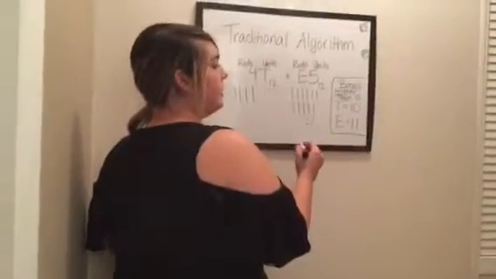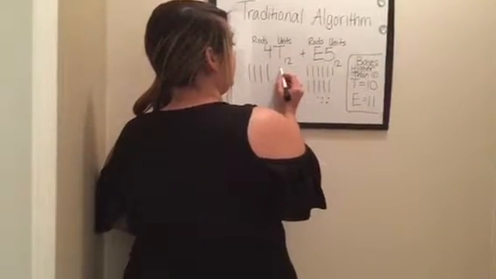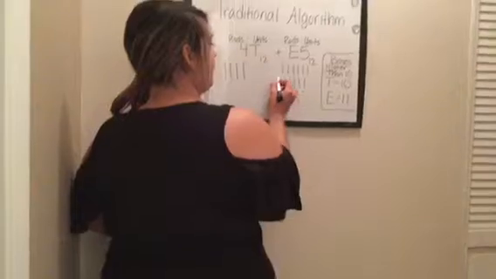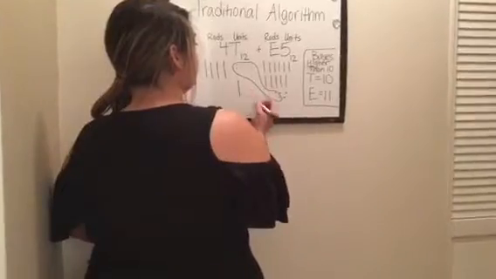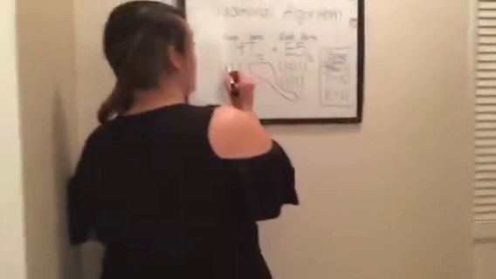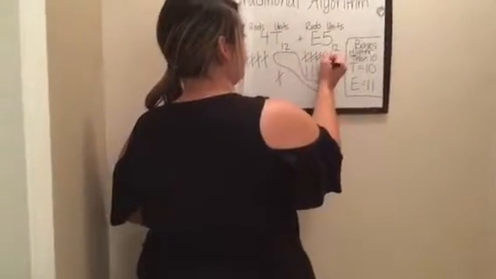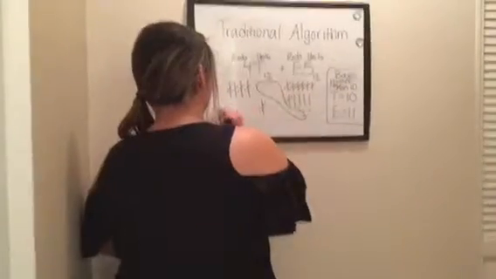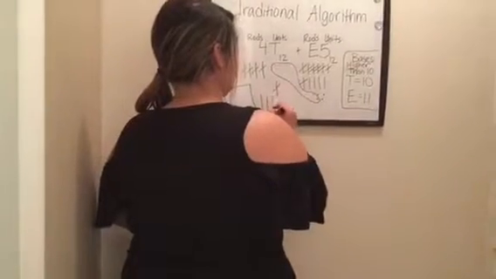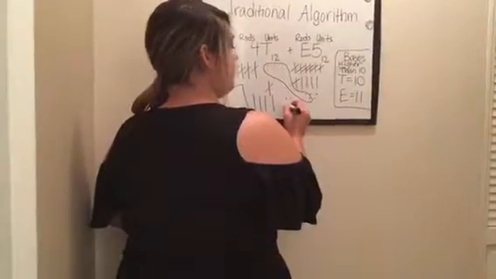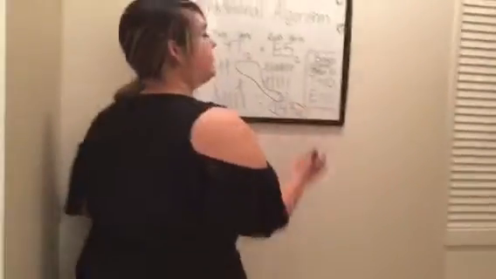In base 12, we regroup at 12. So we have 10, 11, 12 to make 1 rod. 12 rods make 1 flat. And we're left with 1 flat, 4 rods, and 3 units. So our answer is 143 in base 12.